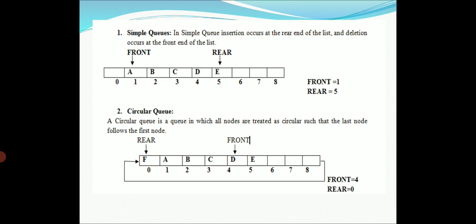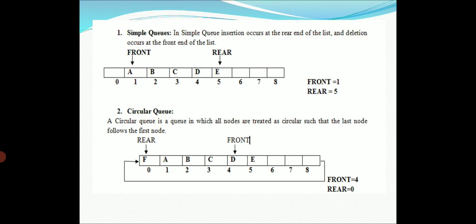The simple queue follows the same concept as the queue. In the simple queue, the insertion occurs at the rear end of the list and the deletion occurs at the front end of the list. This is the same as an ordinary queue. That is also the definition of the queue. So this is a diagrammatic representation.